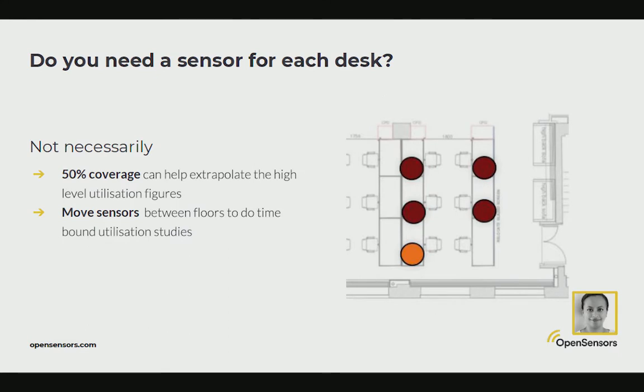Another question we get a lot is, do you need a sensor for each desk? And the answer to that is not necessarily. It depends on the outcome that you're trying to get to. For agile style working areas, you might need very granular data on a desk by desk basis. But for a lot of people, what they want is the high level utilization numbers. So 50% coverage of desks, for example, enables you to extrapolate good enough data for a high level utilization number. We tested this. We could get plus or minus 5% confidence accuracy with a 50% coverage.